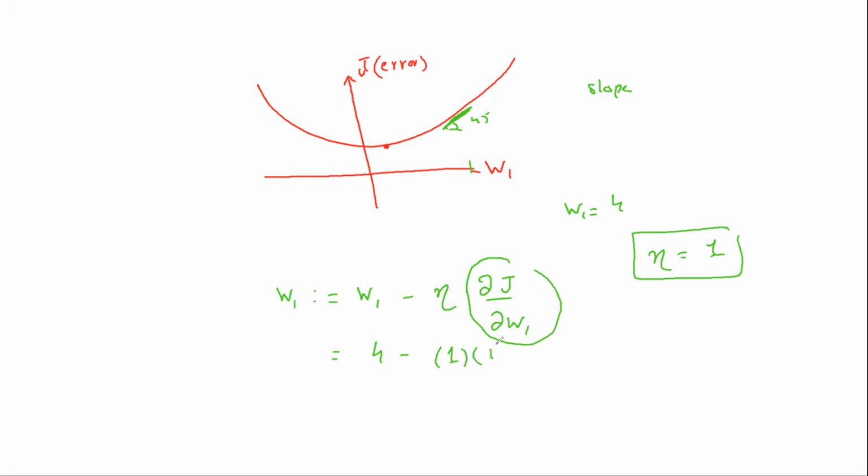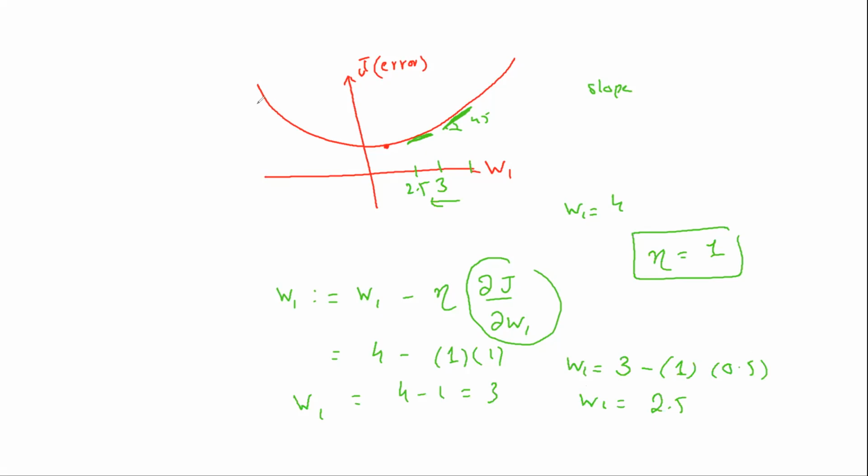Say derivative is also 1. So what will happen now? It will become 4 minus 1, which is 3. So the new value of W1 is actually here, which is 3. So you see, you are moving towards your target. Now you will repeat it again. What is the slope here? I think slope here is like 0.5. So now W1 would be 3 minus 1 into 0.5. So it will give you 2.5. So the new value of weight would be 2.5. So you see, slowly you are going towards your target.